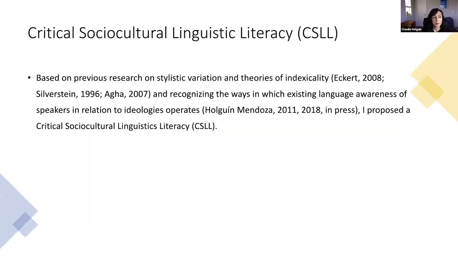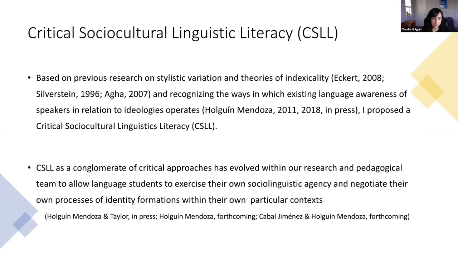So based on previous research on stylistic variation and theories of indexicality, and recognizing the ways in which existing language awareness of speakers in relation to ideologies operates, I propose a critical sociocultural linguistics literacy. CSLL, as a conglomerate of critical approaches, has evolved within a research and pedagogical team to allow language students to exercise their own sociolinguistic agency and negotiate their own processes of identity formation within their own particular context.